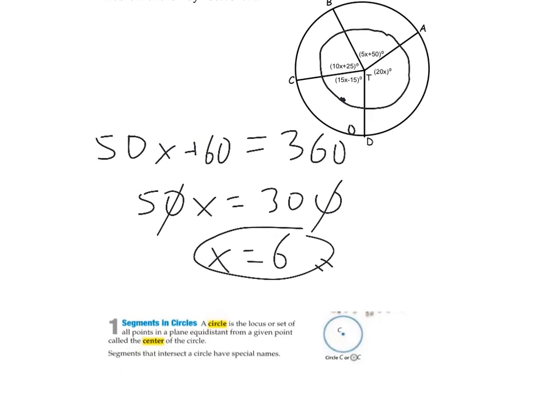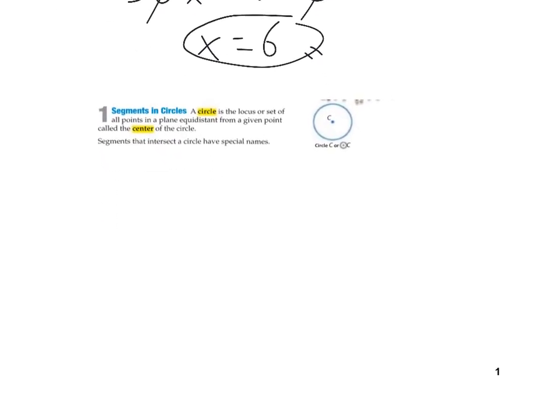So, let's start section 10.1. So the whole unit is called circles. Okay? So, by definition, a circle is the locus or set of all points in a plane equidistant from a given point called the center. In other words, if I have a center here, a circle is an infinite number of points equidistant from the center. Okay, so that's the idea.